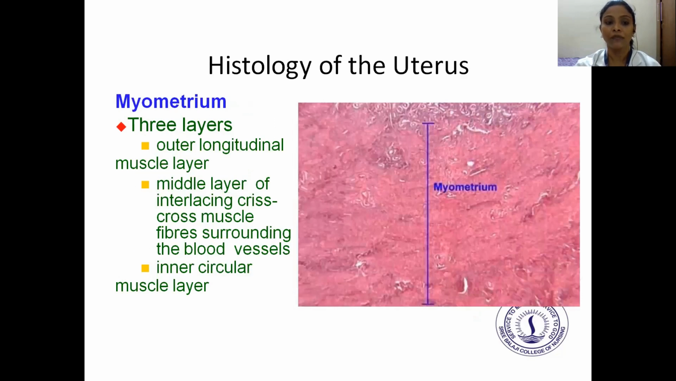And in myometrium, there are again three layers, that is the outer longitudinal muscle layer, the middle layer, and the inner circular layer. The middle layer is mainly made of interlacing crisscross muscle surrounding the blood vessels. Then the inner circular muscle layer in myometrium.